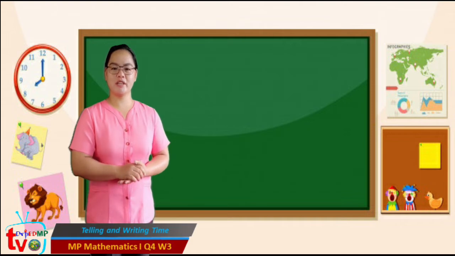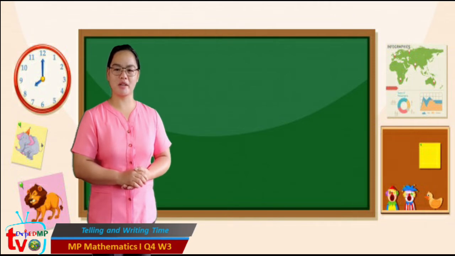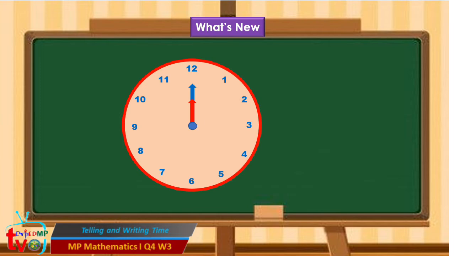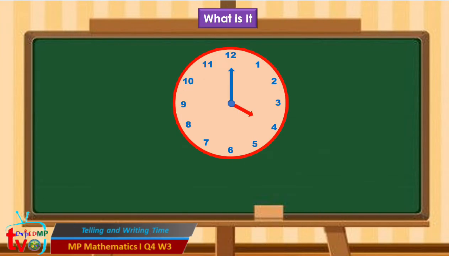What do we celebrate during January 1? Yes, New Year's Day. We celebrate New Year's Day on January 1st. We usually see fireworks at 12 o'clock a.m. Let's check the clock and see how it shows 12 o'clock. The short hand points at 12 and the long hand points at 12. It tells that the time is 12 o'clock. 12 o'clock can be written as 12 o'clock.